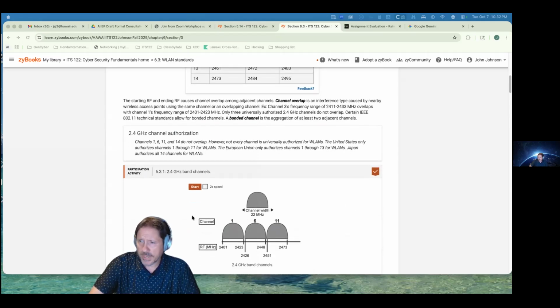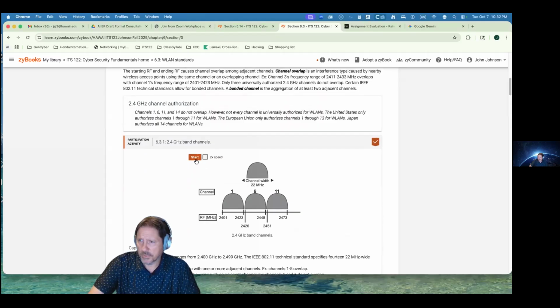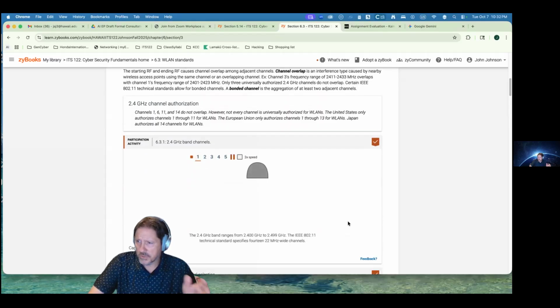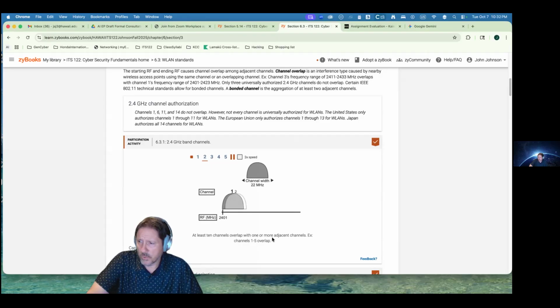So anyhow, here is a good example of the participation activity. It shows you the different bandwidth. So the 2.4 is going from 2.400 to 2.499. The IEEE 802.11 technical standards specify 14 22 megahertz wide channels. So if you hear the question on the test, which band has 14 different channels, that's going to be the 2.4. At least 10 of these channels overlap with one or more adjacent channels.